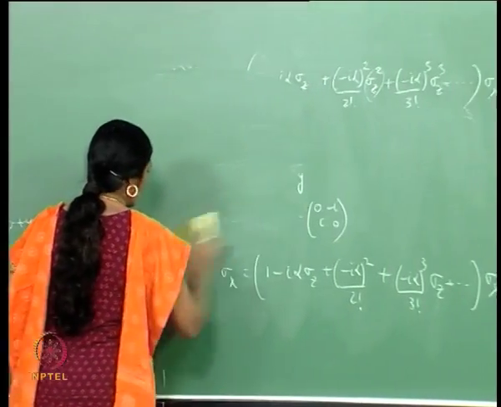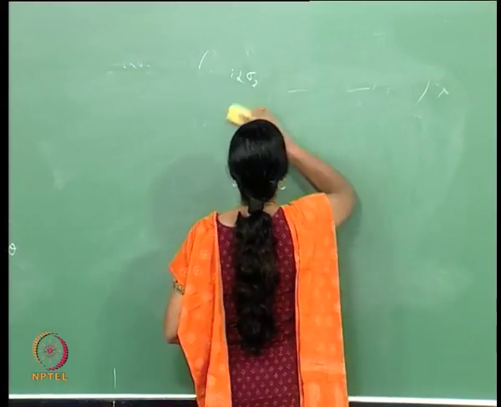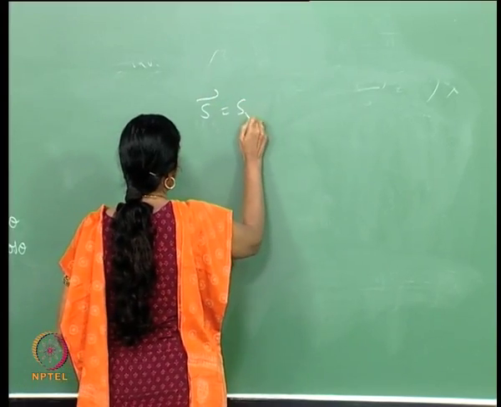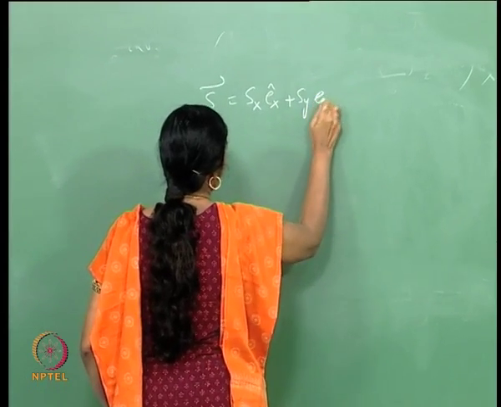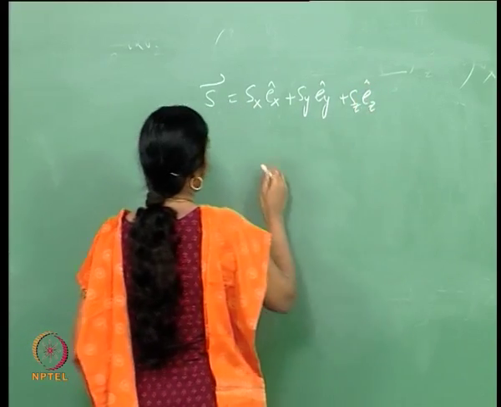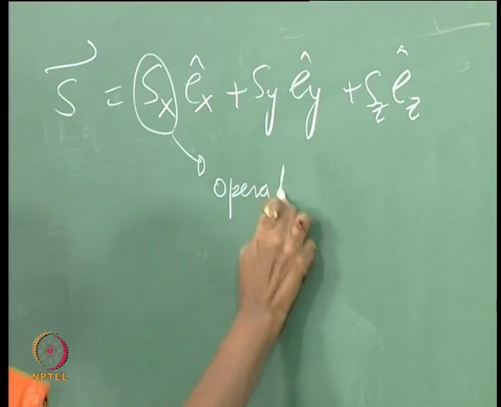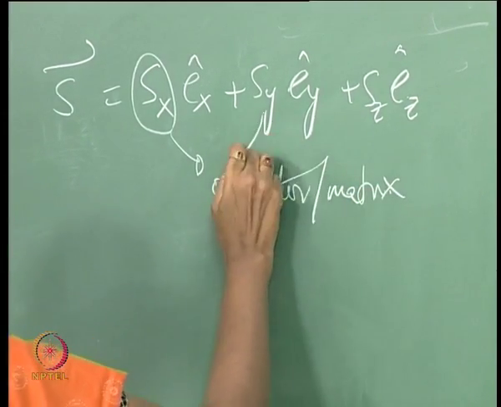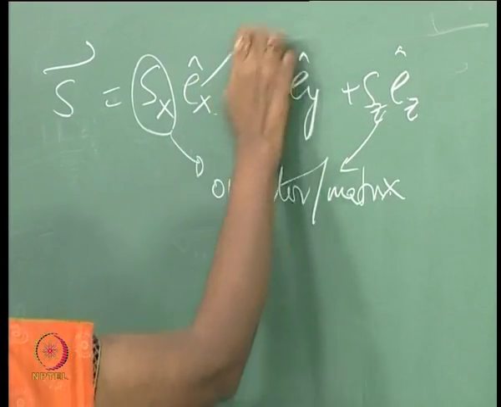I therefore define an object S which is a vector, which can be written as Sx Ex plus Sy Ey plus Sz Ez. It's to be noted that this is an operator or a matrix. The matrix is merely a representation for the operator. So is this and so is this. These are unit vectors.